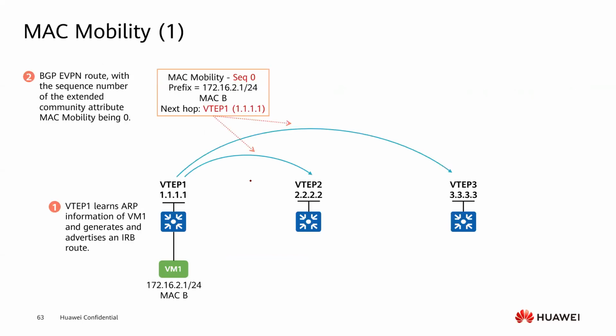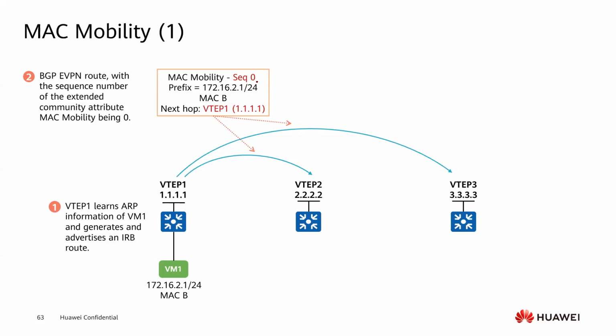Another feature is the MAC mobility. What is the MAC mobility? Just look at the scenario. VM1 is now connected to VTEP1, and VTEP1 learns ARP information about VM1 and generates and advertises ARP routes. VTEP2 and VTEP3 will receive this BGP EVPN route, and this route will carry extended communities. We call it MAC mobility, and inside this MAC mobility, we will carry a sequence.